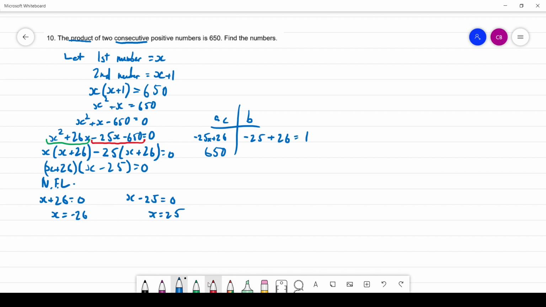One key thing about this problem said that they had to be positive. Is this positive? No, it's out. We're not using it. We only care about this one. This is the good one.